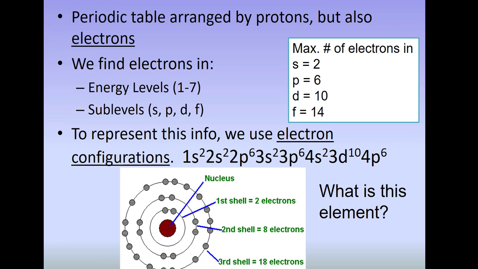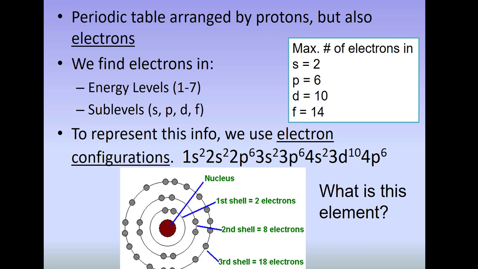So as I said before, the periodic table is arranged by protons but also electrons. And we find those electrons in, and we've talked about these, energy levels. So energy levels 1 through 7, or rows 1 through 7. And those blocks, s, p, d, and f, another name for them are sublevels. And this is just kind of summarizing up the electron configuration. When you look at each of the blocks or the sublevels, your s block can hold a maximum of 2 electrons because there's 2 columns.